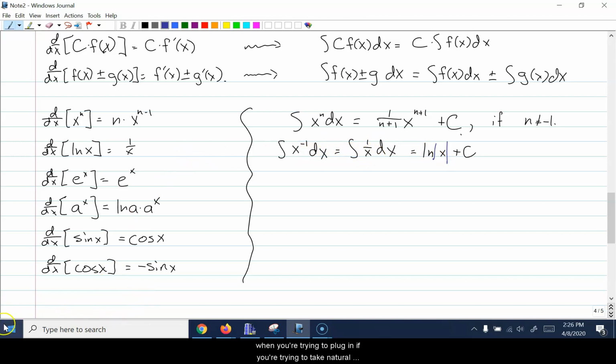It's not a deep thing, but when you're trying to plug in, if you're trying to take natural log of a negative, there's a good chance that's the thing you're missing. If you're doing the power rule and you find yourself trying to divide by 0, there's a good chance that's the missing thing. Like, you catch yourself making these mistakes when you see yourself taking natural log of a negative.